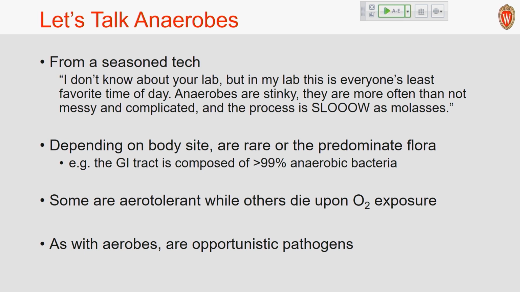So, why are we interested in anaerobes? Well, depending on the body site, they may be rare or they may be the predominant. So the GI tract is 99% anaerobic bacteria. Some of them are aerotolerant, like Bacteroides. They'll survive exposed to oxygen, they just won't grow. Others are very fastidious: exposed to oxygen and they die. And as with aerobes, they're opportunistic pathogens of varying pathogenicity.